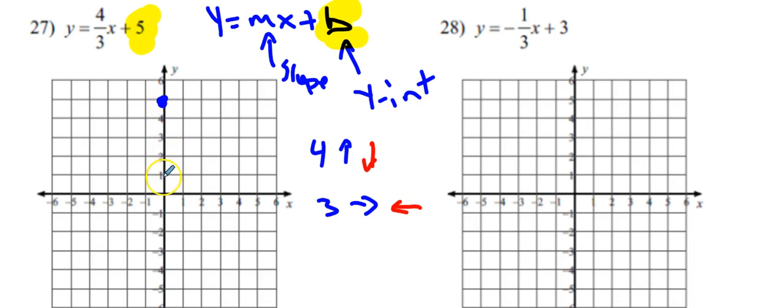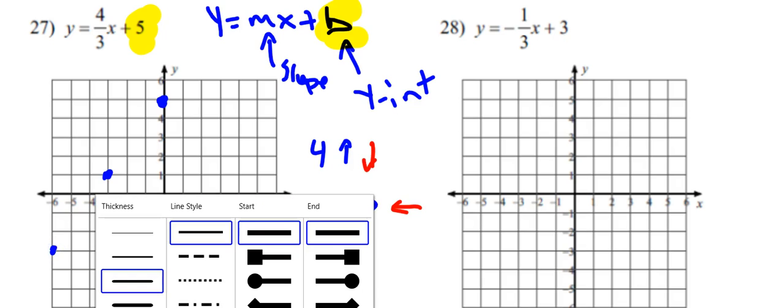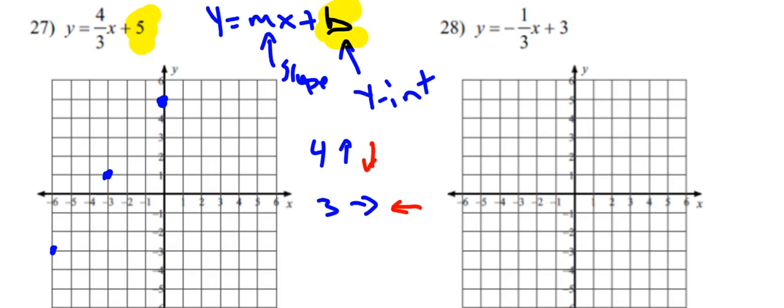1, 2, 3, 4. 1, 2, 3. Now notice that now that I have this point, though, I can go back to my original 4 up, 3 to the right. 1, 2, 3, 4. 1, 2, 3, and end up at my point. I can do that one more time going backwards, down 4 over 3, get another point, and then we get a nice graph with a line.